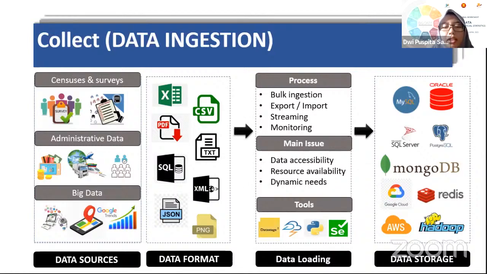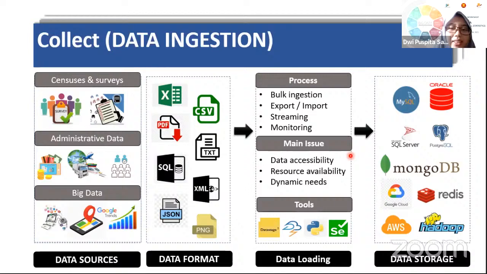For dynamic needs, this is basically an issue for every phase in data engineering, because as you've seen in the first session, one of the challenges for data engineers is the data pipeline maintenance, and the requirements that keep on changing. So yeah, dynamic needs is a main issue in every phase. So maybe we'll mostly talk about data accessibility. So what is the data accessibility issue?